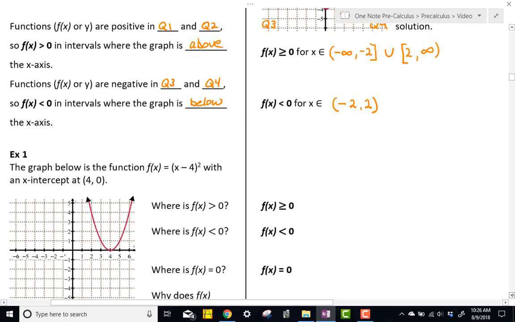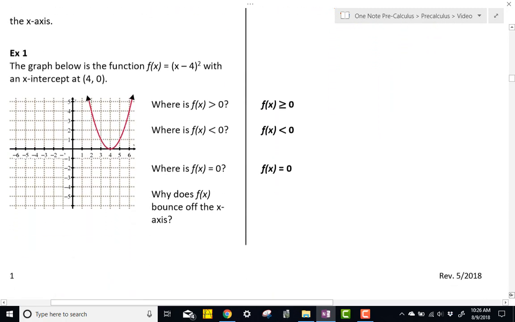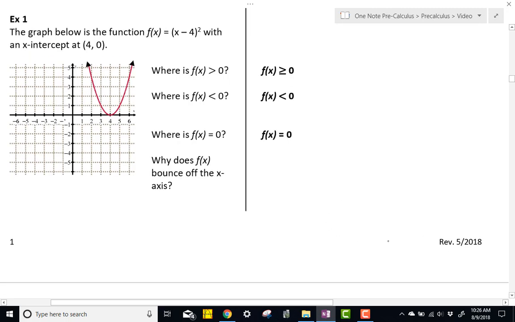Hopefully your screen is not getting darker on the video here because I'm not sure what's going on with my computer. All right.